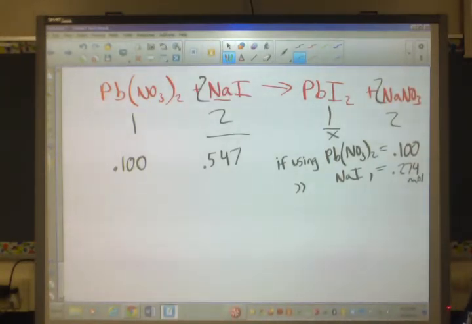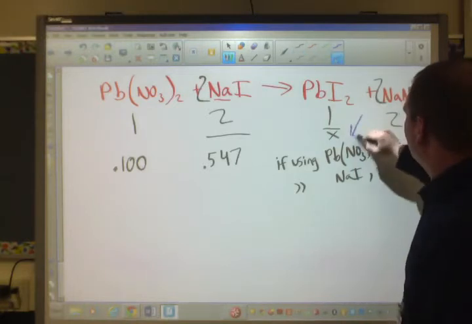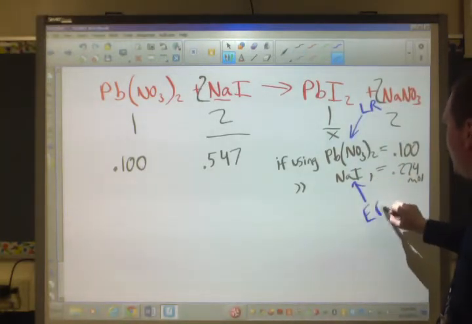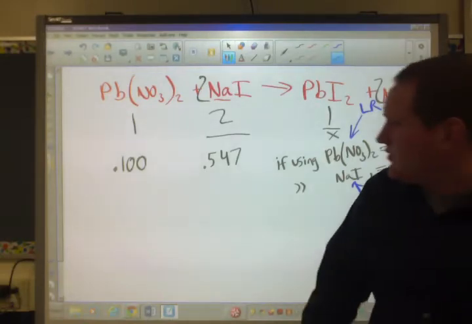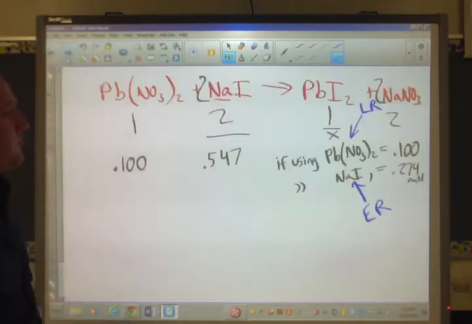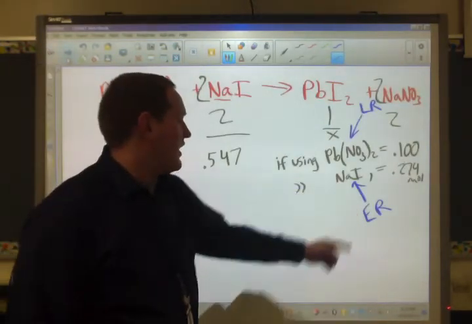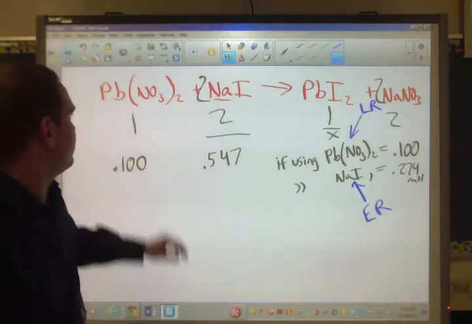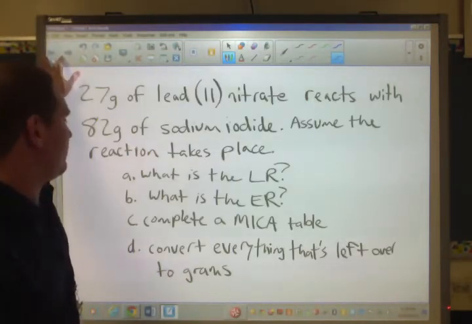So I look for which one's larger. This is larger, therefore that's my excess reagent. This must be my limiting reagent. This must be my excess reagent. So I think that's the first question I asked for. What's the limiting? What's the excess? Done. Sodium iodide, excess reagent, lead 2 nitrate, limiting reagent. Next, complete a Mica table.